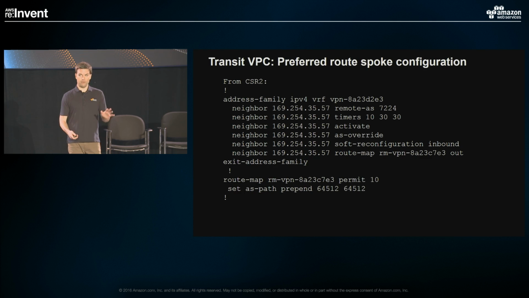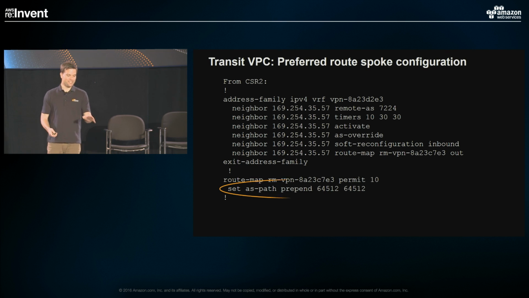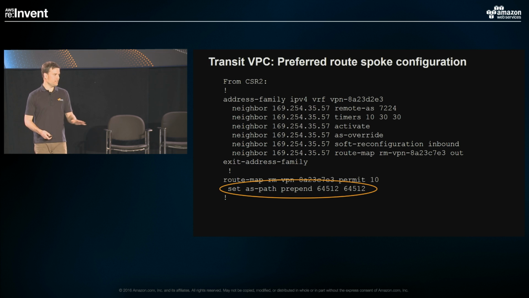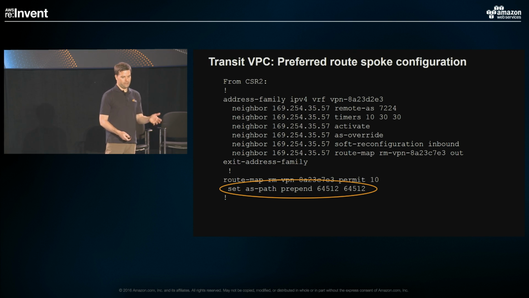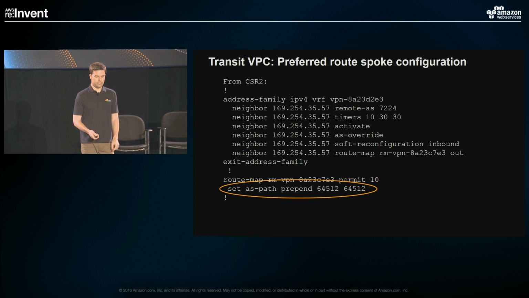And I promise this is my only router configuration screenshot. I just wanted to show you that this is what it does. It automatically adds a path prepending in there to influence that route. So this was from the CSR2, which is the one you didn't want to prefer. So it doubles up on the path prepend, so that is going to be obviously less preferred. And it applies that route map to that neighbor.